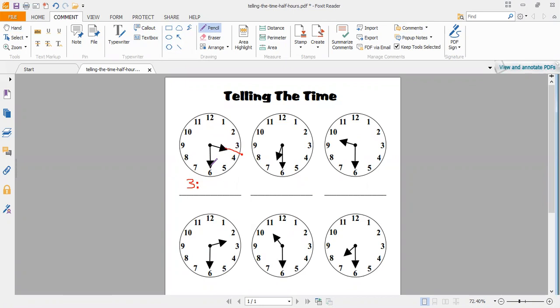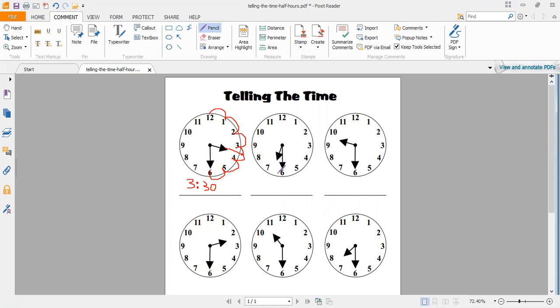How can I read the minute hand? Remember, number 6 in the minutes always means 30 minutes. But if you don't know, you can count by 5, starting from 12 to 1, until you reach the minute hand. Like this: 5, 10, 15, 20, 25, 30, which means the time here is 3 and 30.